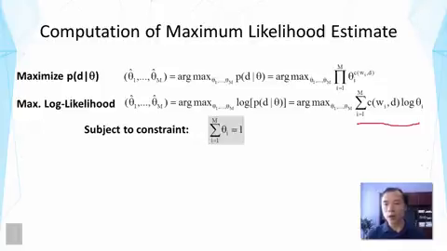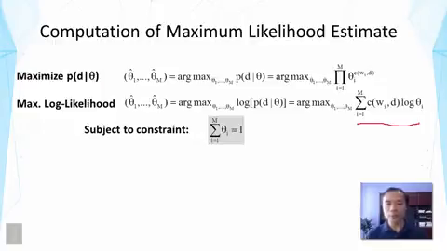So it's a sum over all the words in the vocabulary. And inside the sum, there is a count of a word in the document. And this is multiplied by the logarithm of a probability. So let's see how we can solve this problem.